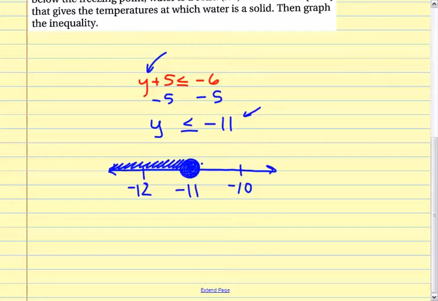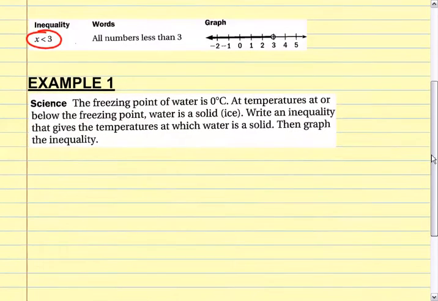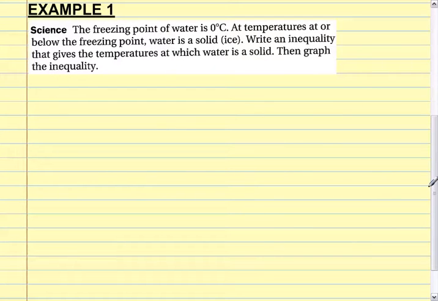Yes. Okay? All right. Now, let's look at this first example. This first example says, the freezing point of water is 0 degrees Celsius. At temperatures at or below the freezing point, water is a solid, ice. Write an inequality that gives the temperatures at which water is a solid, then graph the inequality.